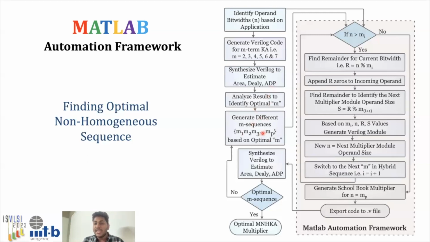Then we will start to explore the design space by generating different .v codes for different sequences. From here, we will send different m sequences, then we will get the .v code, and we will synthesize it like this. We will do this for a few iterations to end up with an optimal MNHK multiplier.